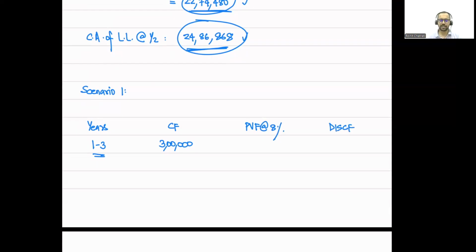The present value factor at 8 percent for the next 3 years is going to be equal to 2.5771. So the present value factor multiplied by the cash flow is going to be equal to 7,73,130. All right.